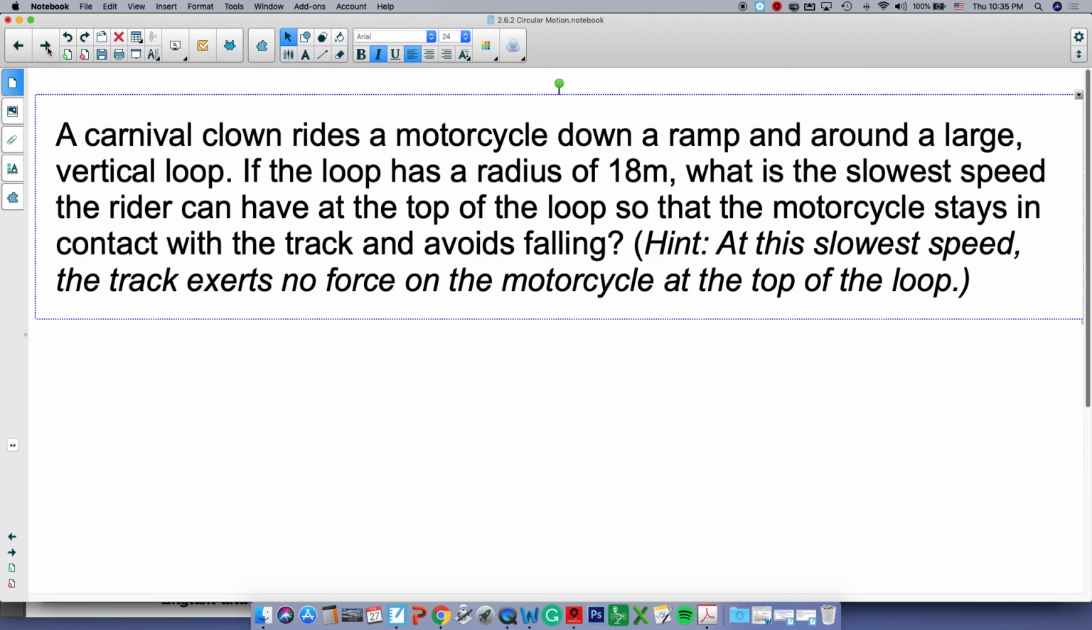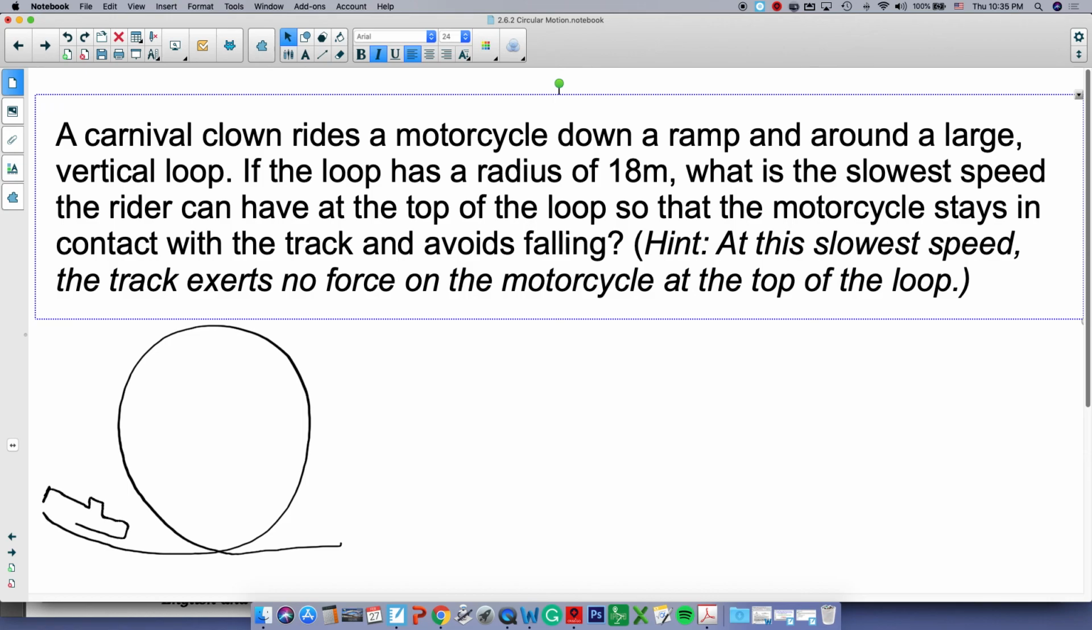So this one right here is kind of an interesting problem. There's a problem on the worksheet that you're going to get. It uses airplanes rather than this idea. Okay, but we have kind of a loop here, and then you've got a clown in his car here. It's a little clown car. Give him some curly hair and a nose. All right, so he's going into his loop like that. The carnival clown rides a motorcycle rather than the car. My bad, so we're just going to go with the car for now.